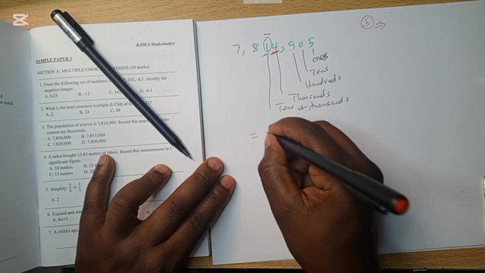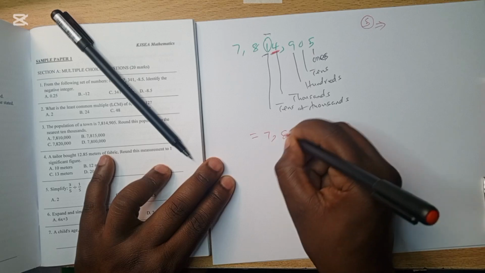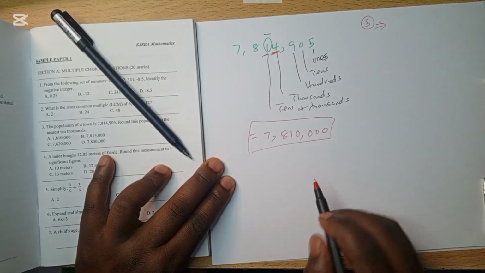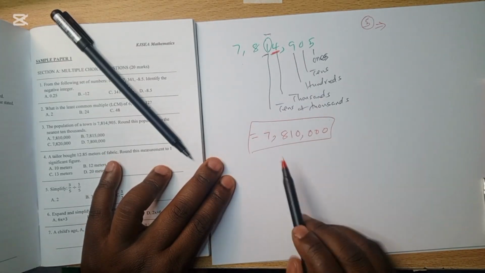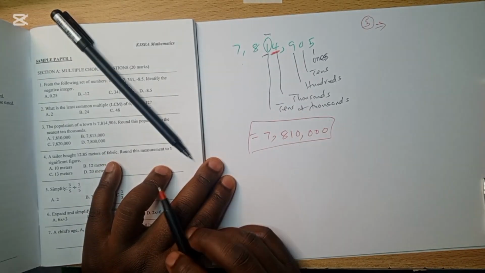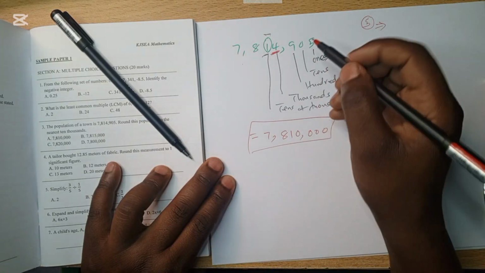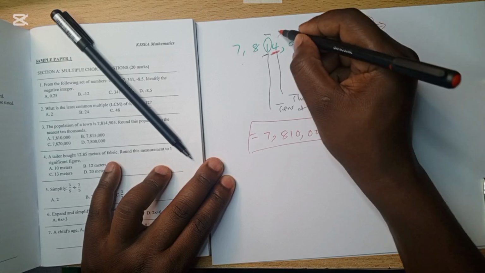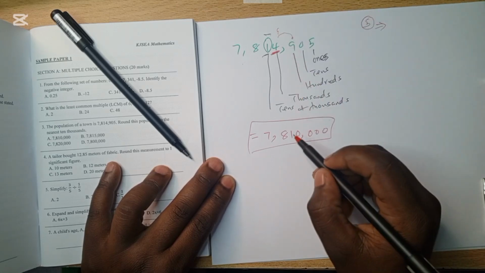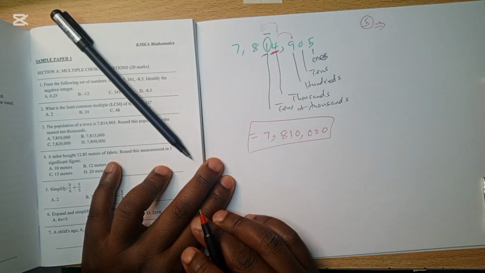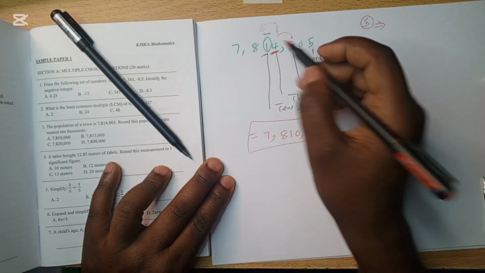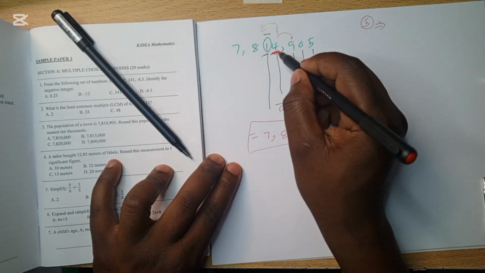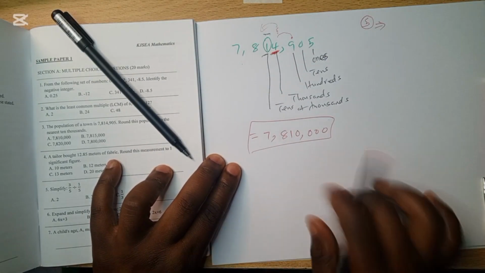So the answer is 7,810,000. So this is rounding off of this number to the nearest tens of thousands. Somebody else could be confused and say, suppose we round this off to 5, then now this one has become 5, you round this off again. That will be wrong, because you are just supposed to look at this digit alone. Don't look at the other numbers before it. Good.